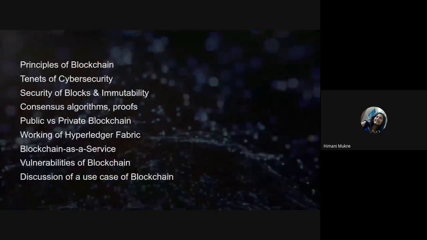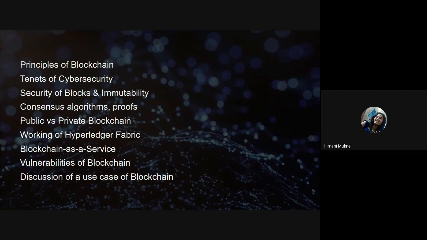We'll just quickly look at what we're covering in today's session. So I'll firstly quickly have an introductory overview of what a blockchain is. Then we will move to the tenets of cybersecurity, as most of you may already know, and we'll see how blockchain fits in this equation. Then we look at why blockchain is deemed to be the next big thing in cybersecurity.